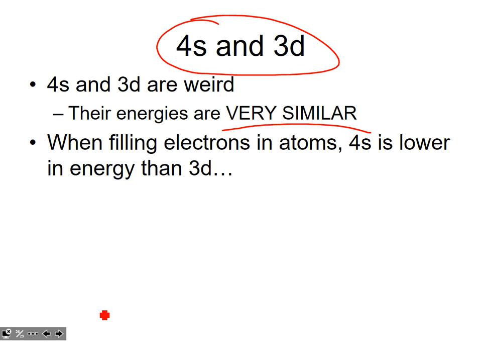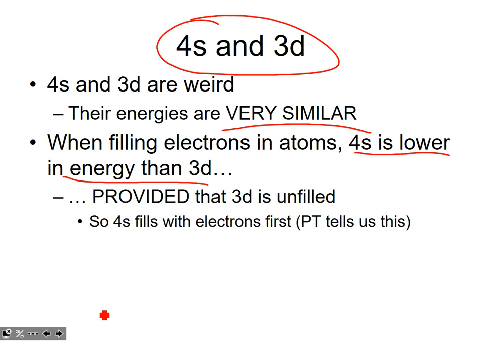So when electrons are filled in atoms, 4s will be lower in energy than 3d, which is why we fill it first, right? That's why we put electrons there first before we start putting electrons in 3d. However, 4s is only lower in energy than 3d if the 3d subshell is unfilled. Which, if you're talking about an atom and we're thinking about filling electrons and writing electron configuration, yes, 3d will be unfilled when we get to filling 4s. So we're good there.